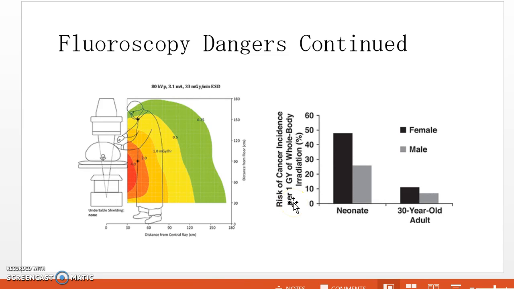And then this one shows risk of cancer incidence per 1 gray of whole body. So you can see that females are at a lot higher risk than males. It shows females at about 50%, and then males at about 35%. And then for 30-year-old adults, you have about 15% for a female and about 10% for a male.